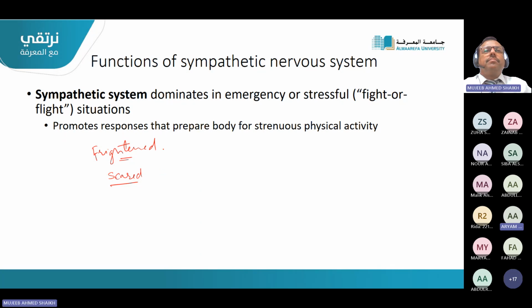The blood vessels will be narrowed and sweating will increase, GI activity will decrease, and that's it. Yes, that will be your body response. But what is your response?